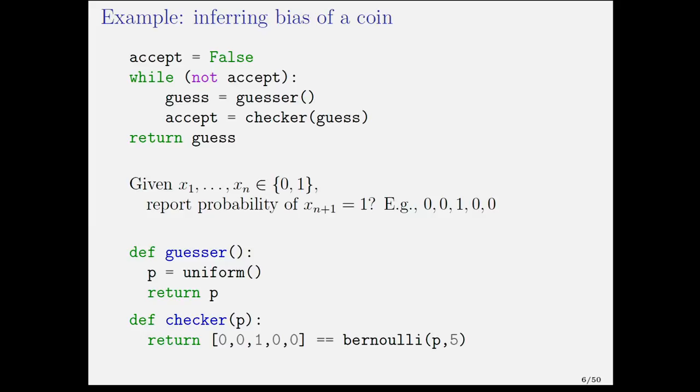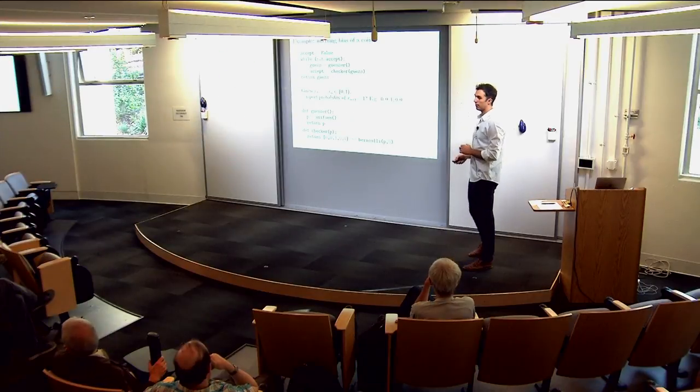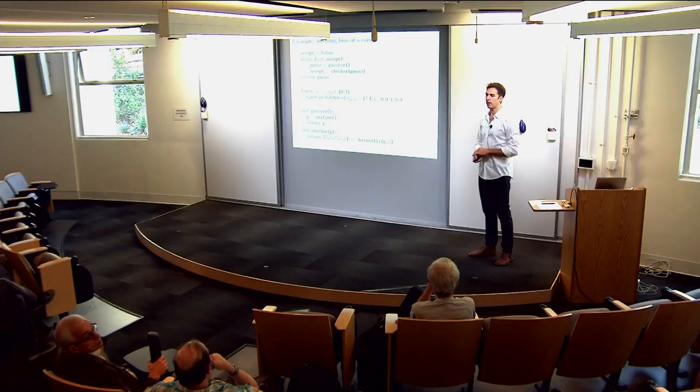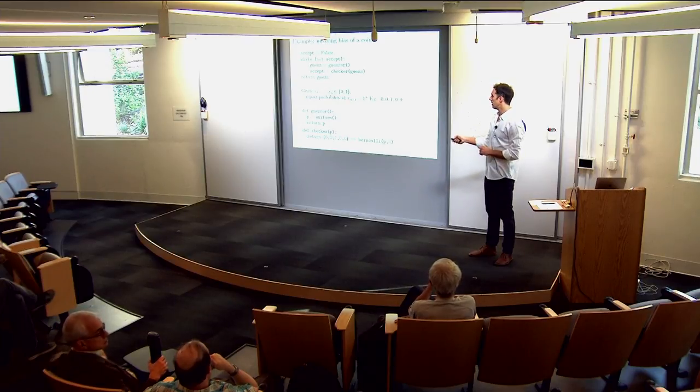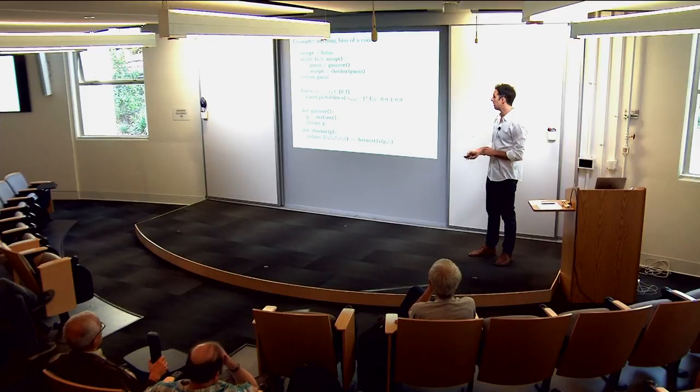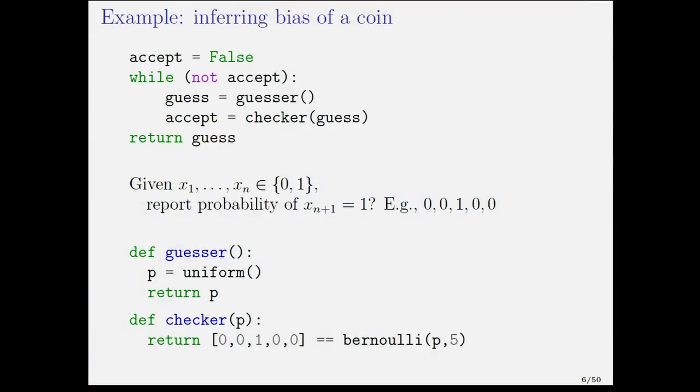Do you need the guesser to be probabilistic, or can you set the p to one value between 0 and 1? Well, in order for this to implement Bayesian inference, it has to be random. Otherwise, imagine guesser is not random. Then the output of this program will just be whatever non-random thing you put here. So if guesser is non-random, then you know what guess is going to be. So there's not really any inference being carried out.